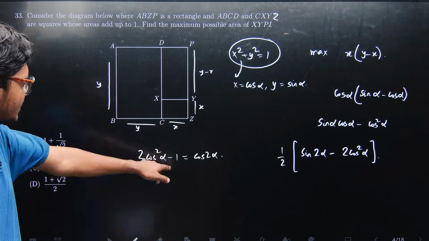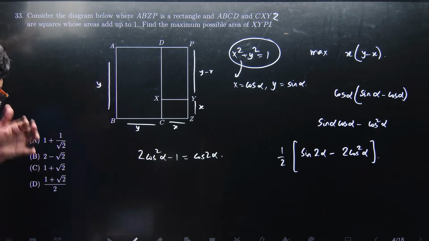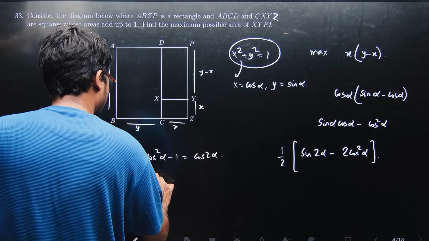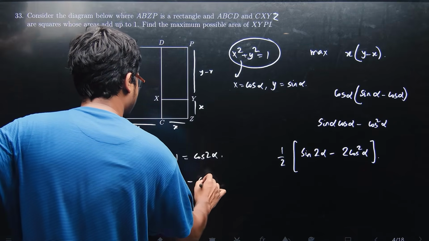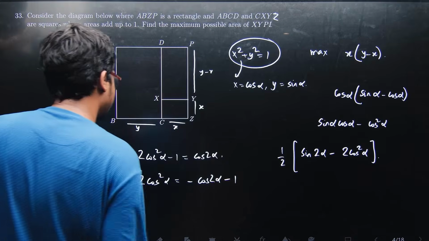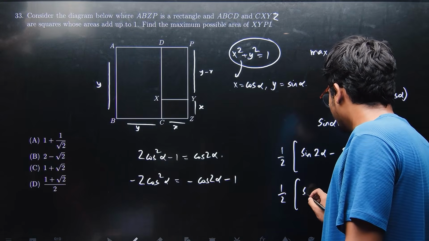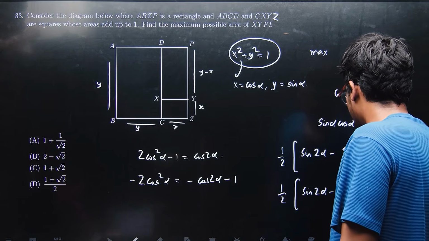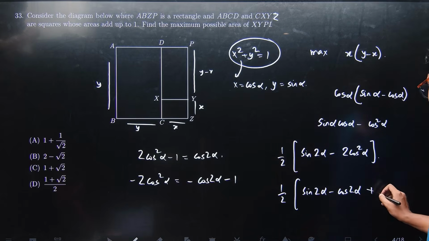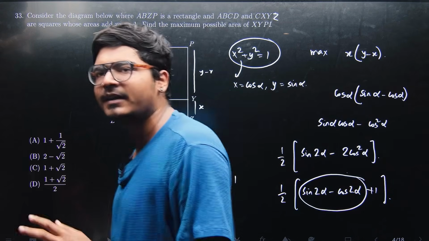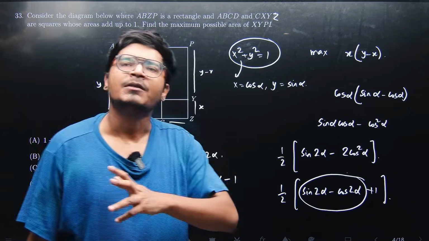Okay? So from here, what will I be able to say? If I replace 2 cos square alpha, so minus 2 cos square alpha should just be minus cos 2 alpha minus 1, right? Just switching sides. So I can plug this value over here, so this will turn out to be half of sin 2 alpha minus cos 2 alpha plus 1, minus minus becomes plus 1, right? Okay? Now this quantity is going to be bounded by how much? 1 by root 2. We know this, right? Any a sin x plus b cos x is bounded by minus square root of a square plus b square and plus square root of a square plus b square, right?